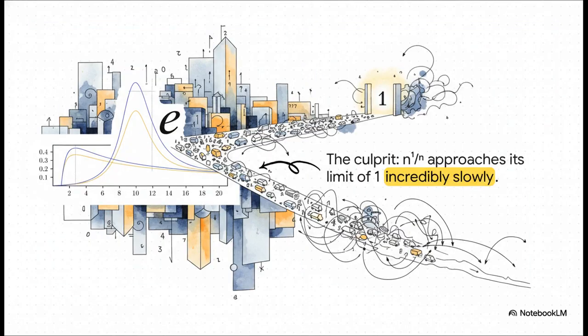So what's causing this massive mathematical traffic jam? Well, the villain of our story is this function right here, n to the power of 1 over n. It shoots up, peaks right around the number e, 2.718, and then it starts this very gradual crawl back down towards its final destination of 1. It's this sluggish, lazy approach to its limit that just poisons the entire series.